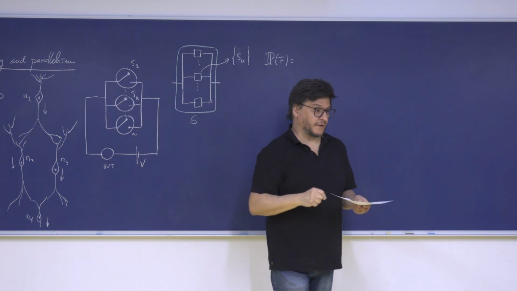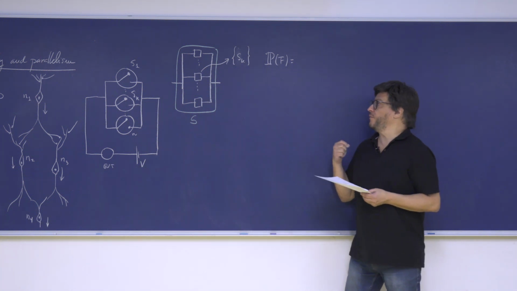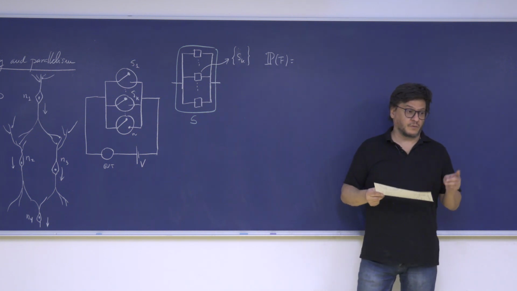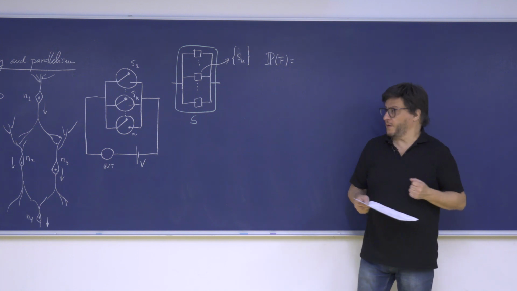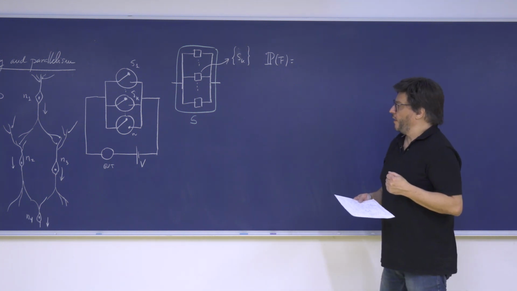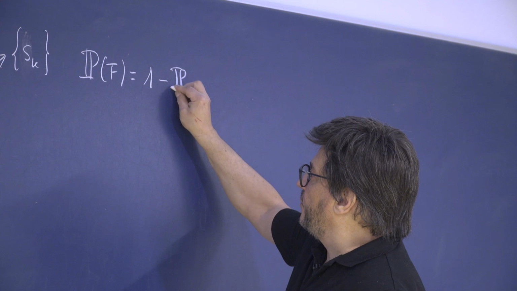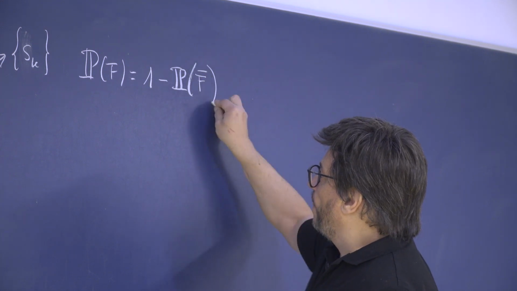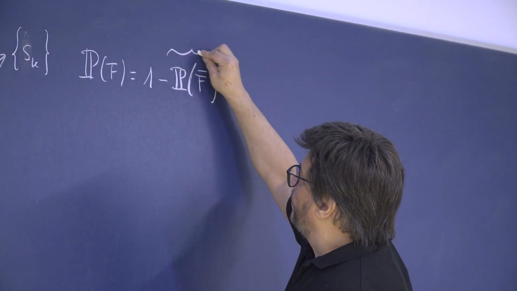But 2 switches might be fine. If I have 50 of them, there's a huge number of combinations. And to calculate a probability, I would need to know all the possible probabilities for all the possible combinations. It looks like quite a cumbersome problem. But actually, there's a very simple trick that allows us to solve it. Look at this. In fact, its probability is 1 minus the probability that the system doesn't work, the probability of system failure.